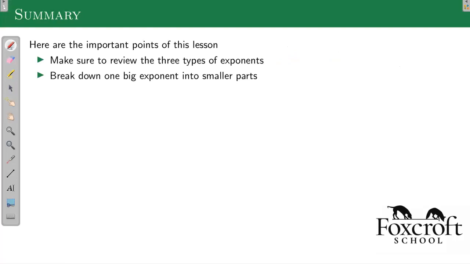All right, so here's our summary. Just make sure you look through those 3 types of exponents. All of those could show up: positive exponents, negative exponents, fractional exponents. Remember, if you have a kind of complicated exponent, just break it down into smaller pieces and do one piece at a time. I like to do, as you saw in that second to last example, roots, negative, whole numbers.